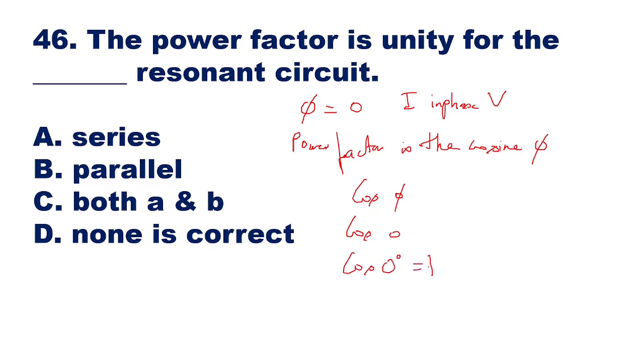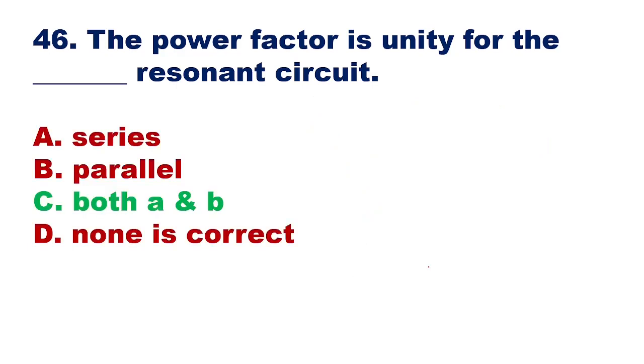Okay. So therefore the power factor is unity for the resonance circuit, that is for both series and parallel resonance circuit, it is unity. So option C will be the right answer here, both series and parallel resonance circuit, both A and B. So here you can see option C is the right answer. Then we'll go to the next question.